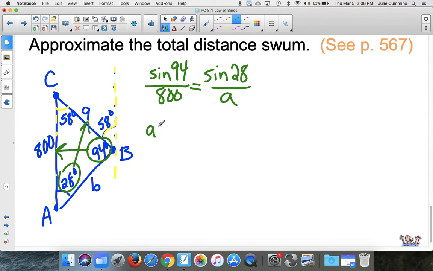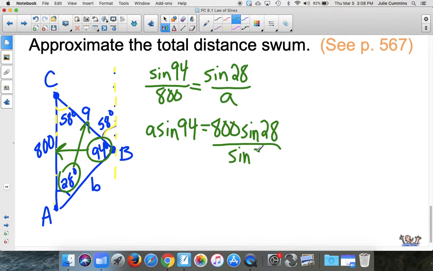We're going to cross multiply, and then we will divide by sine of 94 on both sides. And when we do that, put that all into our calculator, A turns out to be 376.5 meters.